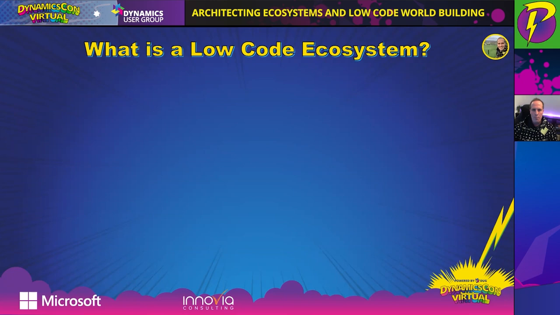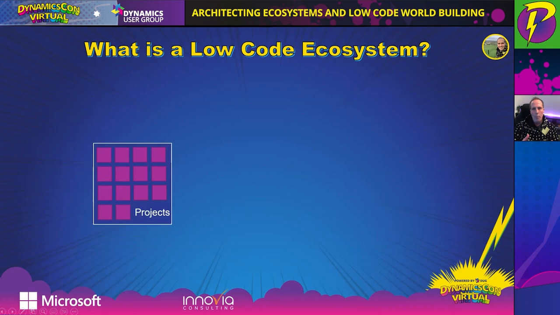Absolutely. Let's jump in. So first of all, what is a low-code ecosystem? What a lot of people think a low-code ecosystem is, is just a number of projects. And what projects are? They're solutions. They're apps. They're things that people are building to solve business problems. But as we all know, low code is way more than just building solutions. There's more to the ecosystem than just solutions. Microsoft call them projects. For some reason, we call it portfolio. But ultimately, that is the important part of low code.